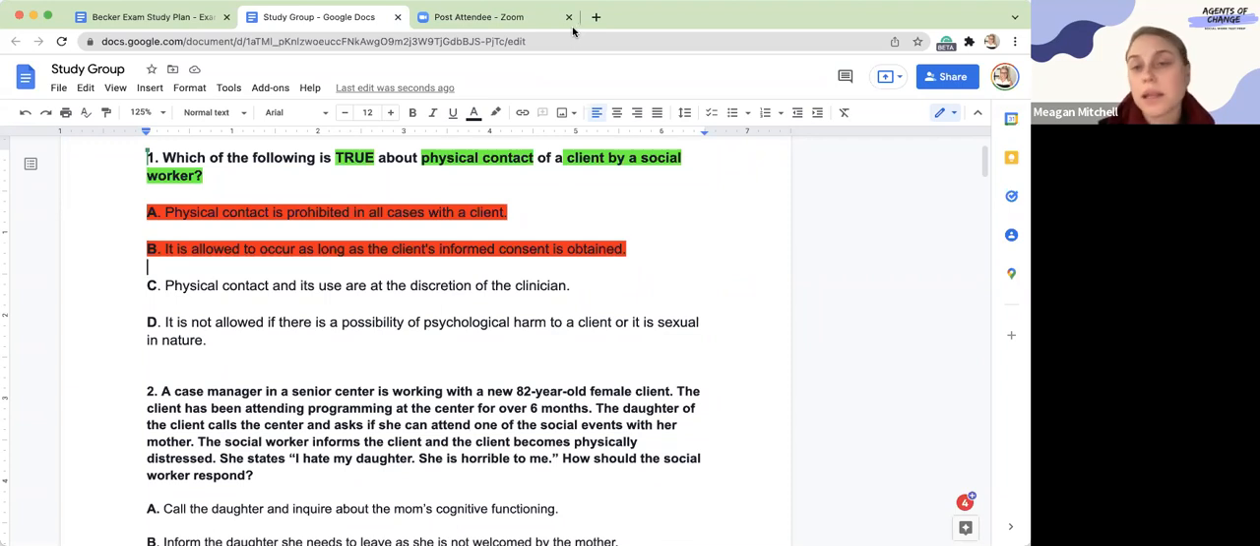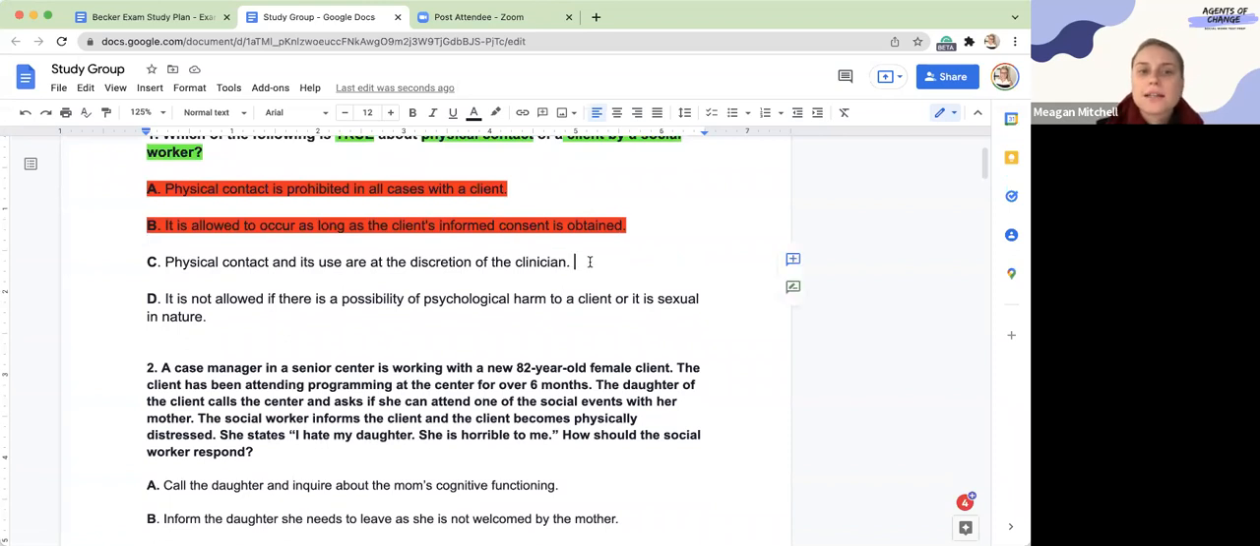There could be sending many mixed, wrong, inappropriate signals. So it's not allowed to occur just if we get informed consent, because there may be some instances that are inappropriate to engage in physical contact. Physical contact and its use are at the discretion of the clinician. That seems like a decent answer, but is it our best answer choice? No, because D is a better answer. C is not necessarily a bad answer, it's just not the best answer.